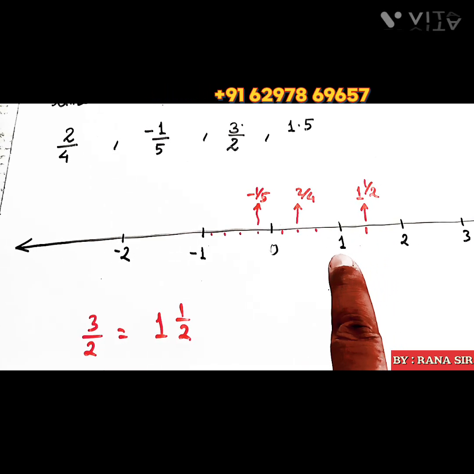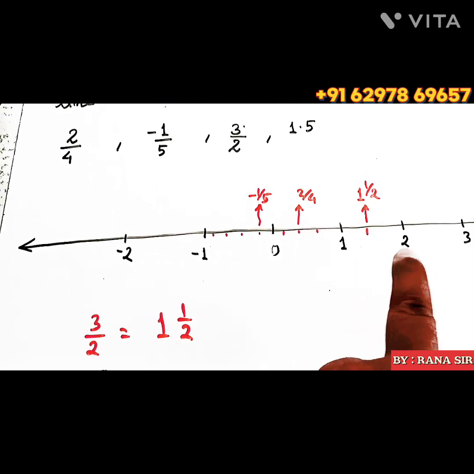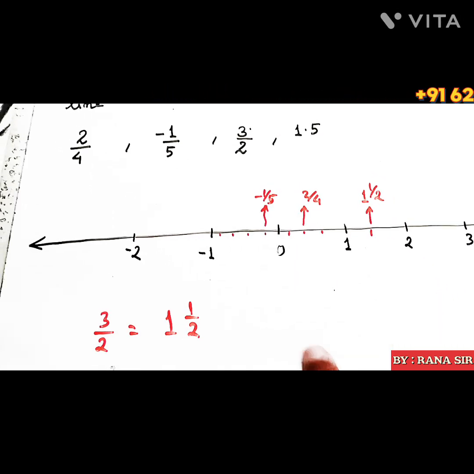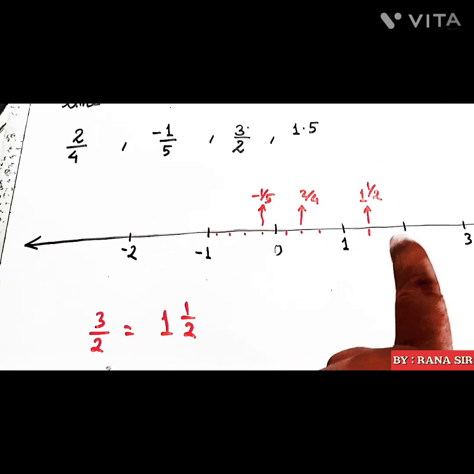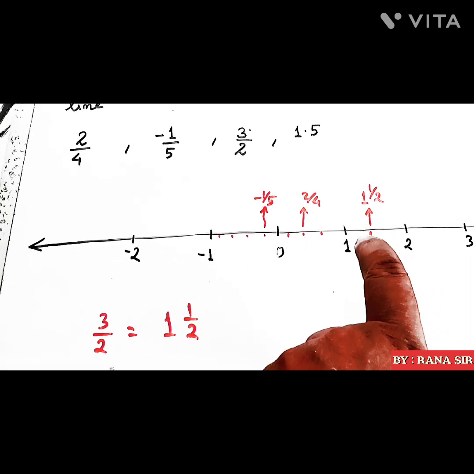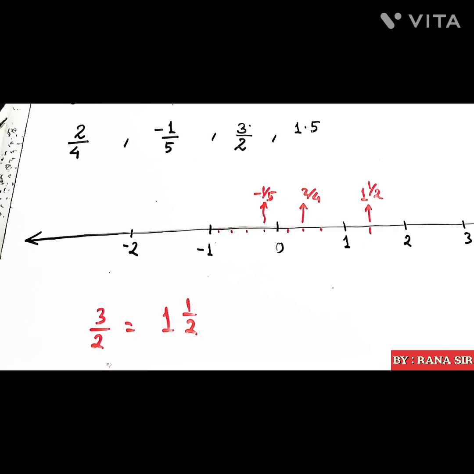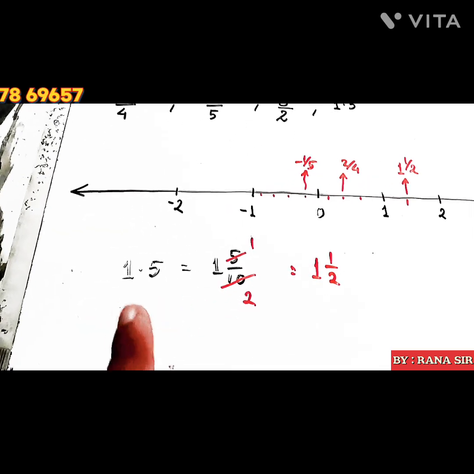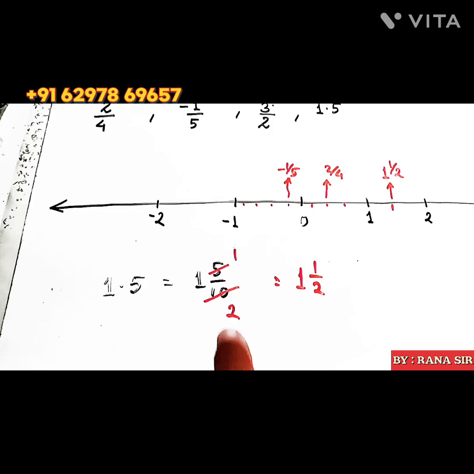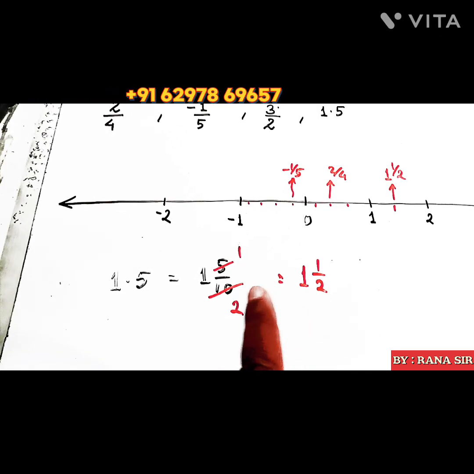So 1 is a whole integer and it proceeds to 2. So between 1 and 2, how many divisions? 2 divisions. First division, second division. What is this? This is 1 and 1 by 2. Last is 1.5. So 1.5 can be written as 1 and 5 by 10. What is 5 by 10?